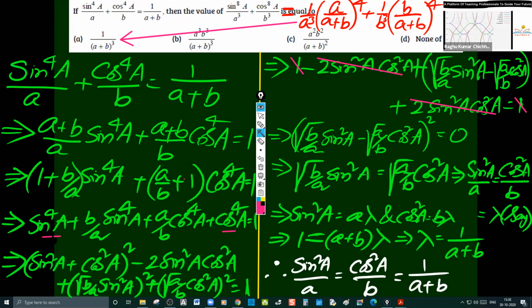Now what I'm doing, I'm writing sin⁴A + cos⁴A in the form of a² + b². I'm applying (a + b)² − 2ab. That's what I did: (a + b)² − 2ab. Now coming to this, you can write this as (√(b/a) sin²A)², and this can also be written as (√(a/b) cos²A)². Then it comes to the form of a² + b².